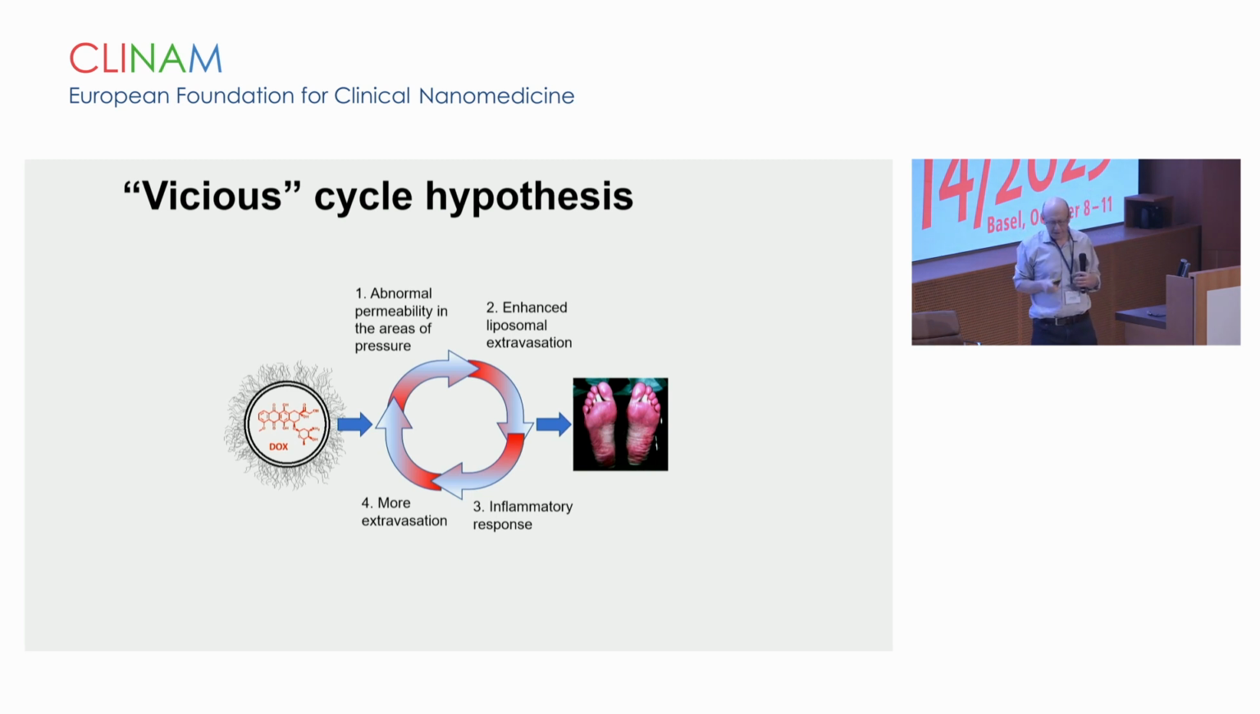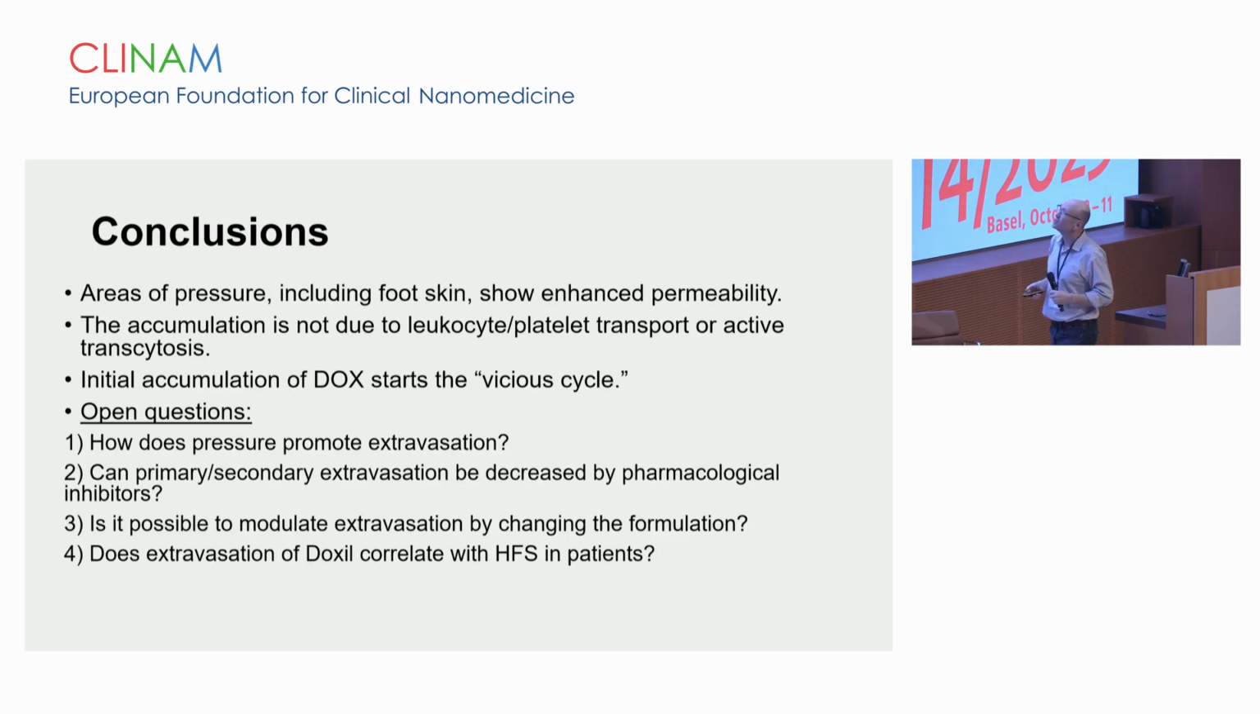So the one asking what happens with the tumor. I don't know, maybe the same thing happens in the tumors, where there is some sort of vicious cycle that works in our favor in that case. So areas of pressure, including foot skin, show enhanced permeability. But accumulation, we believe, is due not to leukocyte or platelet transport or active transcytosis. And initial Doxil starts vicious cycles, but there are a lot of questions that we're trying to answer.